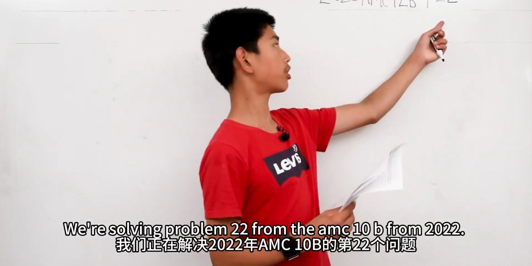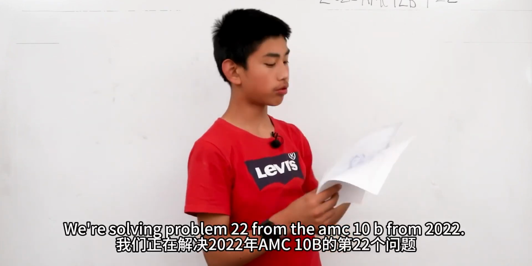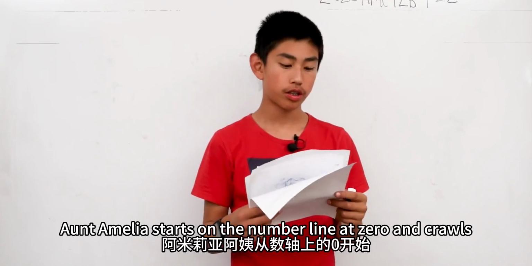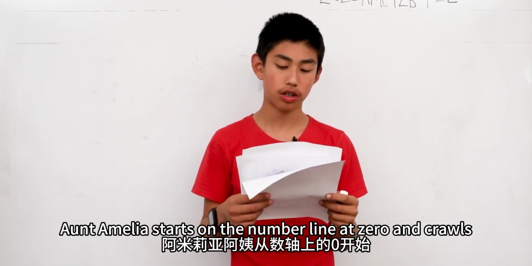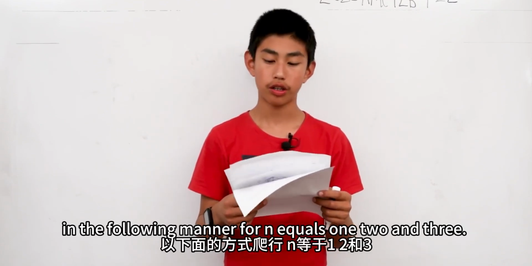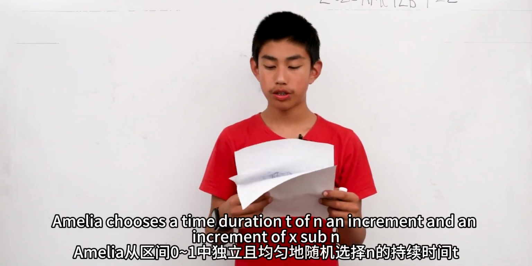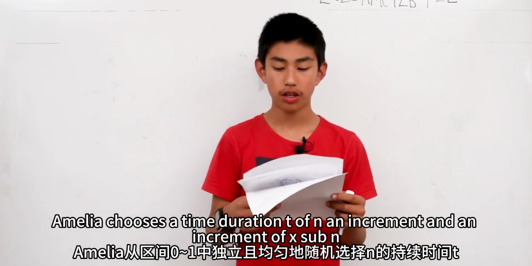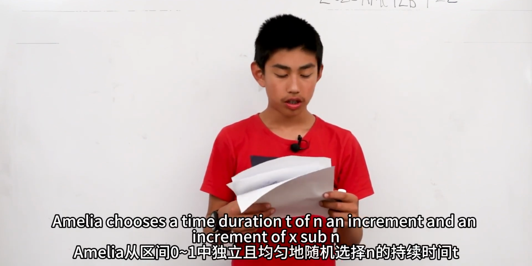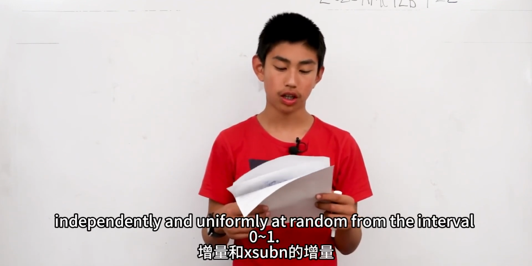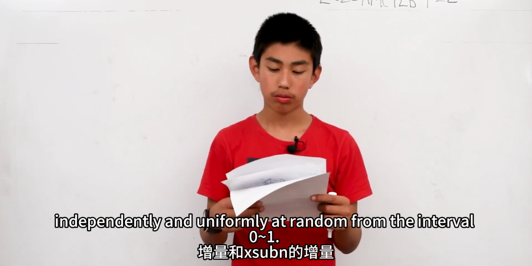We're solving problem 22 from the AMC 10B from 2022. Aunt Amelia starts on the number line at 0 and crawls in the following manner. For n equals 1, 2, and 3, Amelia chooses a time duration t sub n, an increment of x sub n independently and uniformly at random from the interval 0 to 1.